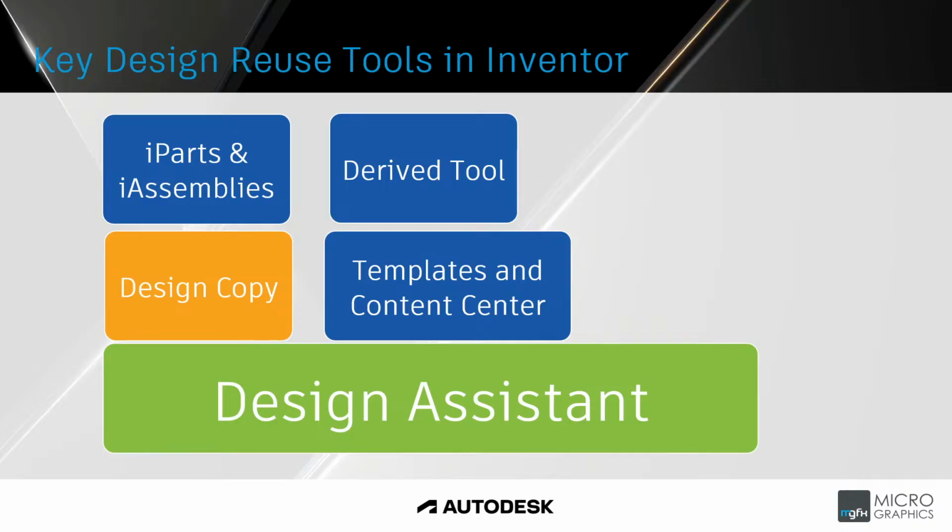Templates and Content Center. You can use your custom parts, assemblies, and joint templates with preset standards. You can access standard parts and fasteners from the Content Center library. You start with a predefined, company-approved asset to maintain consistency.